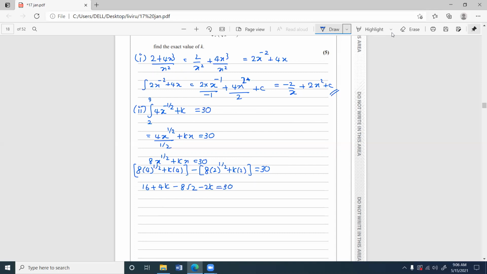So with this you can write 2k equals 30 minus 16 plus 8 root 2. So 2k equals 14 plus 8 root 2. Therefore, k equals 7 plus 4 root 2. That is the final answer for this. That's a way of getting this kind of answer.